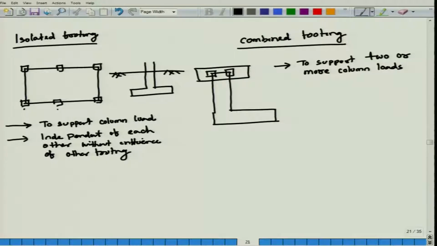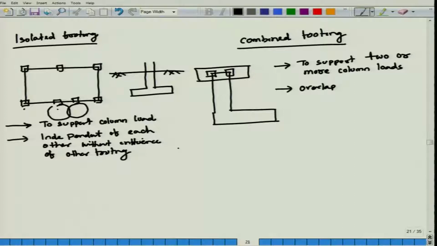and why is there a combined footing? When there is an overlap of two isolated footings. If these two footings are very close to each other, suppose they overlap, that means the pressure intensity or pressure bulb is overlapping each other, in that case you can combine the two footings and prepare one footing. In that case this is called combined footing.